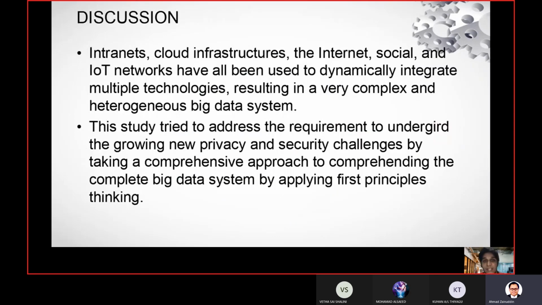Discussion. Cloud infrastructures, the internet, social and IoT networks have all been used to dynamically integrate multiple technologies, resulting in a very complex and heterogeneous big data system. These studies try to address the requirement to undergird the growing new privacy and security challenges by taking a comprehensive approach to comprehending the complete big data system by applying first principle thinking.